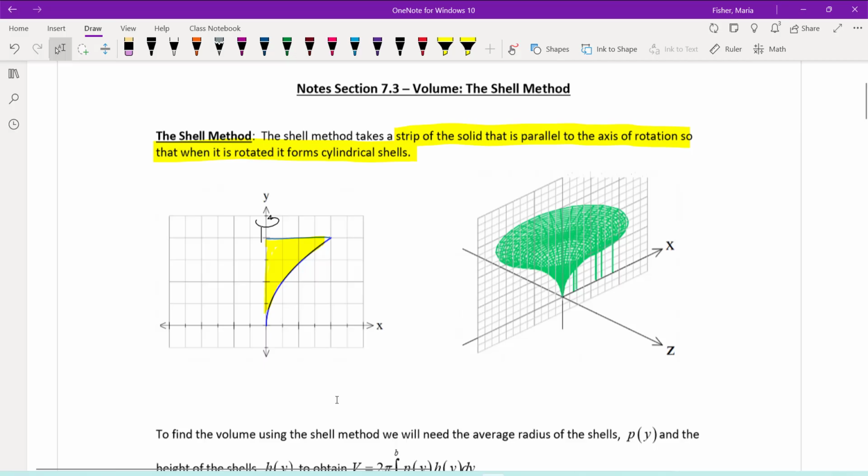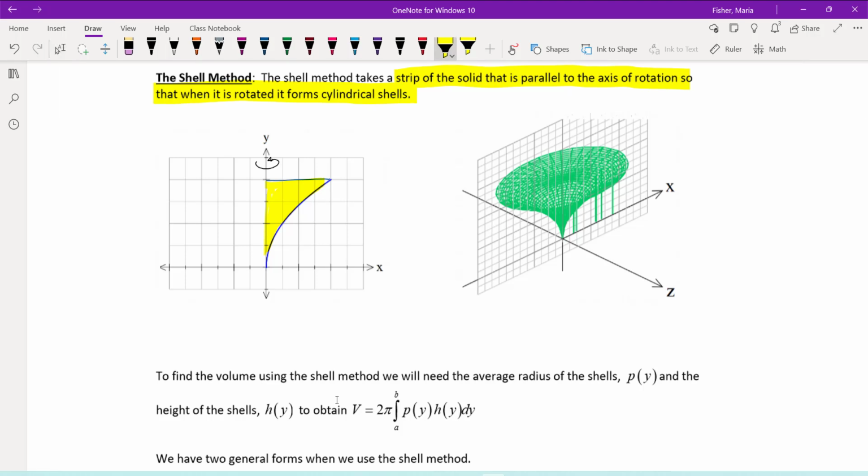What we're going to do is we're going to use again the shell method to find the volume of the solid. Since we're looking at those cylindrical shells, we're basically using surface area, so 2 pi r, times your thickness, which is going to end up being your height. So to find the volume, we're going to be using volume equals 2 pi times radius, which the book calls p of y, and the height, which the book calls h of y.